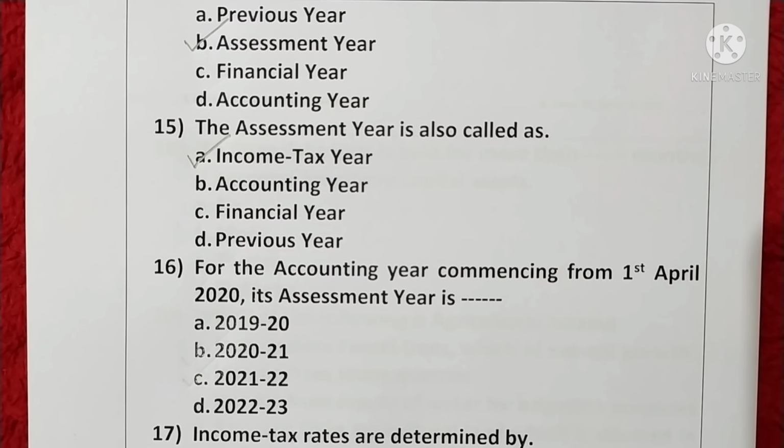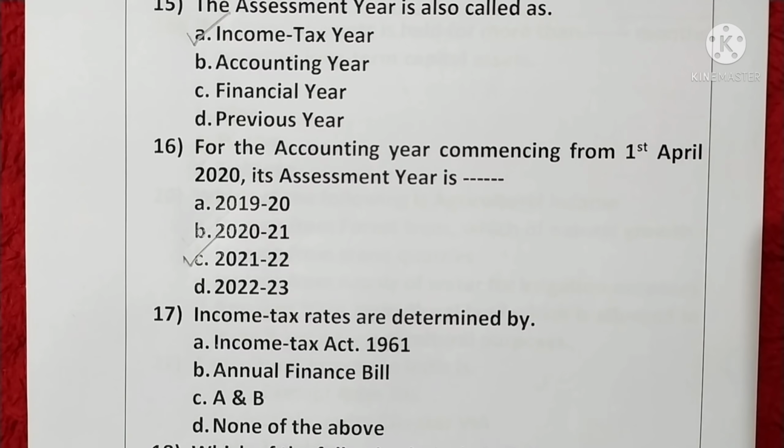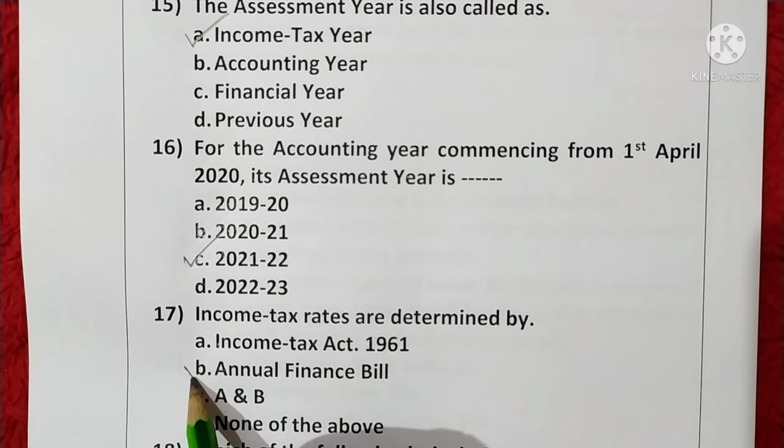Question 16. For the accounting year commencing from 1st April 2020, its assessment year is dash. It will be 2021-22. Option C is correct. Question 17. The income tax rates are determined by. Options are given: Income Tax Act 1961, Annual Finance Bill, A and B, none of the above. Here income tax rates are determined by the Annual Finance Bill. Option B is correct.